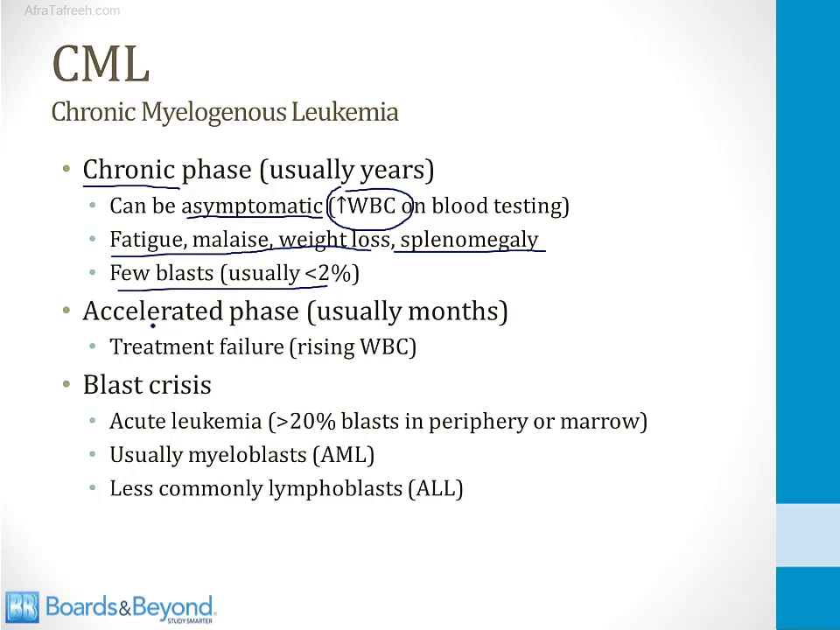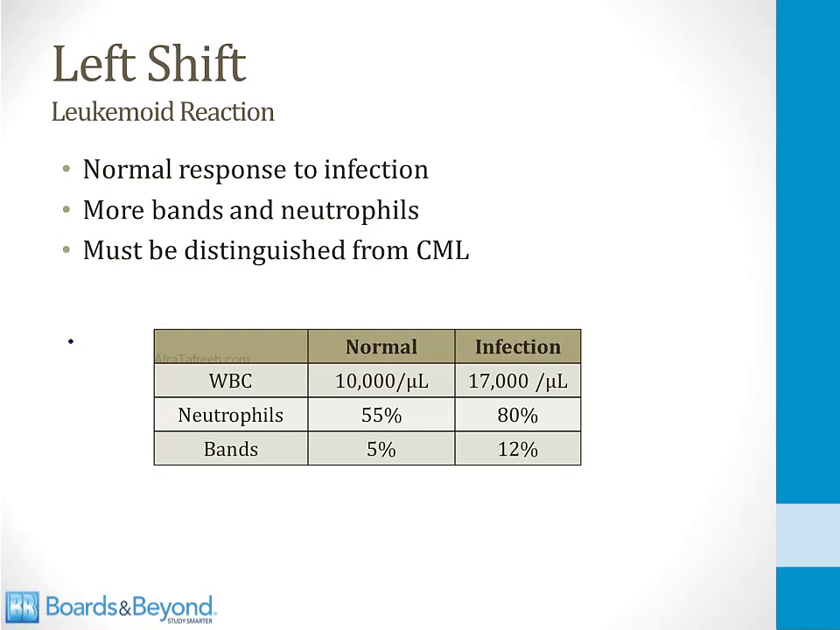After several years, patients can enter what's called an accelerated phase, which usually lasts several months. This phase is characterized by treatment failure and a rising white blood cell count despite therapy. The accelerated phase can then progress to what's known as a blast crisis. This is where the chronic leukemia converts to an acute leukemia, and there are more than 20% blasts found in the peripheral blood smear or in the bone marrow. Usually the blasts are myeloblasts, and thus the blast crisis is a version of acute myelogenous leukemia. Less commonly, the blasts are lymphoblasts, and the patients develop an ALL. It's very important to distinguish chronic myelogenous leukemia from a left shift or a leukemoid reaction, which is a normal response to infection.